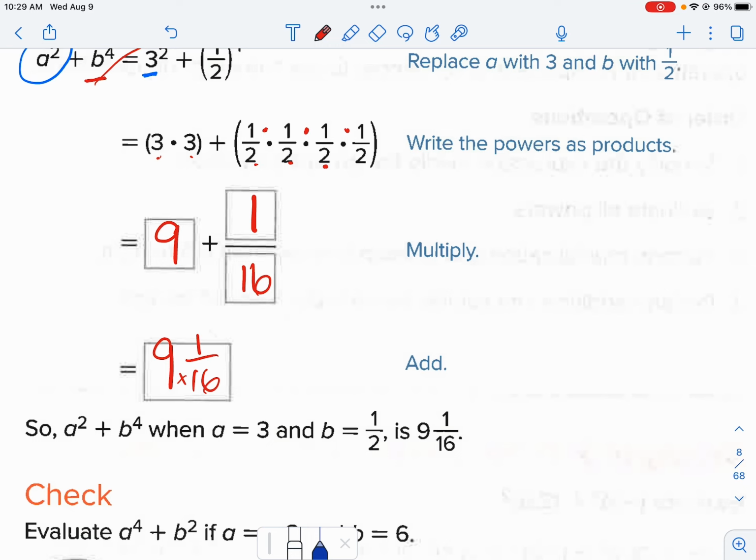You get 144, and then you add 1. So 145 over 16. And this is what I prefer.